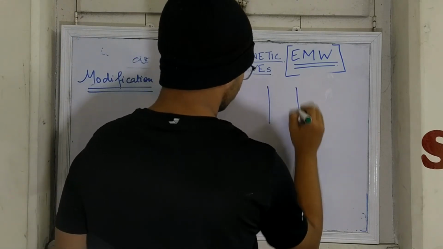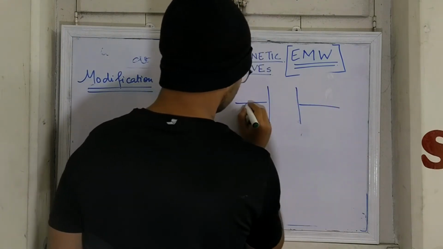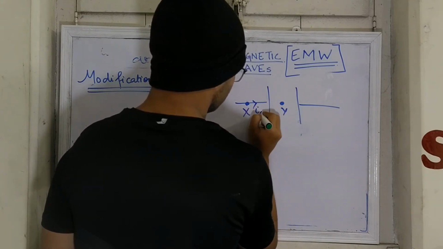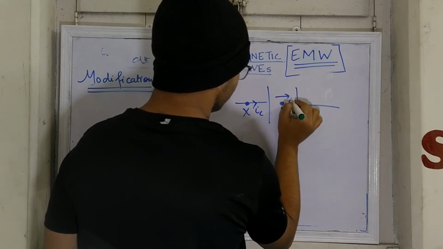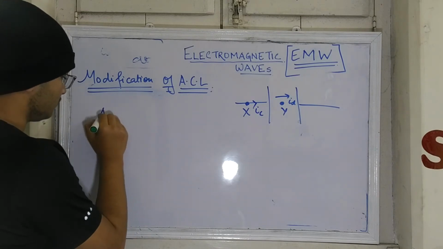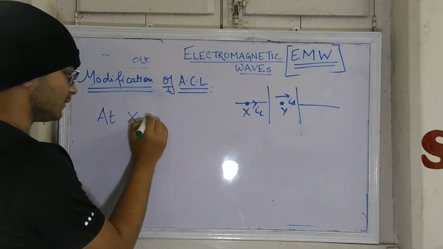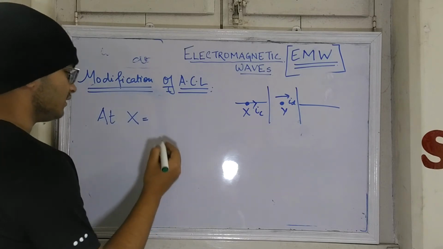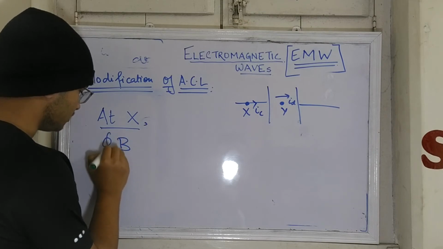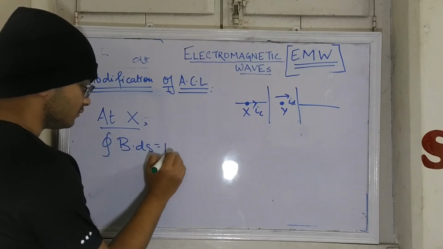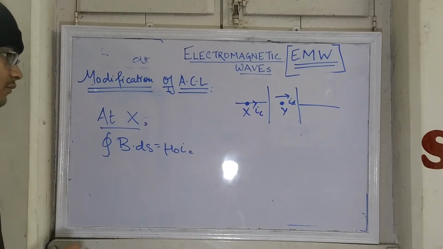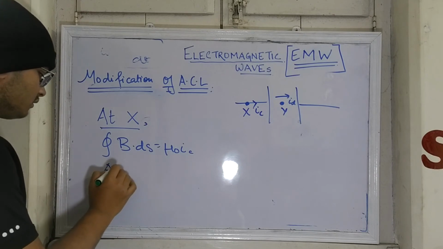I again draw this parallel plate capacitor. I consider this region to be my X and this region to be my Y. In both cases, current IC is flowing and this one is ID. So by ACL at X, he said that Ampere was correct at X: the surface integral of B vector dot dS vector equals mu 0 into IC, the current through the conductor, but he modified the relation at Y.